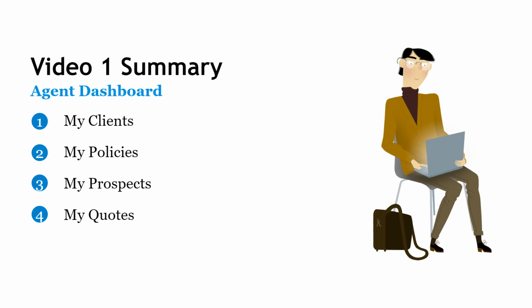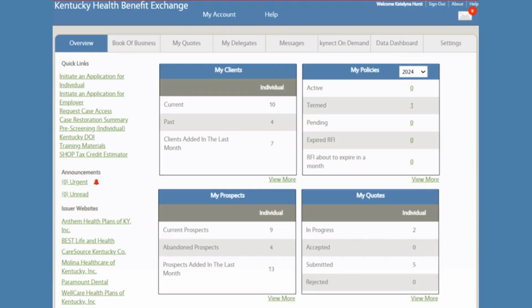This video will provide an overview of the functions of my clients, my policies, my prospects, and my quotes. The Agent Portal dashboard provides information to the user that allows agents to view the number of clients, policies, prospects, and quotes. There are 4 sections included in the dashboard: my clients, my policies, my prospects, and my quotes.